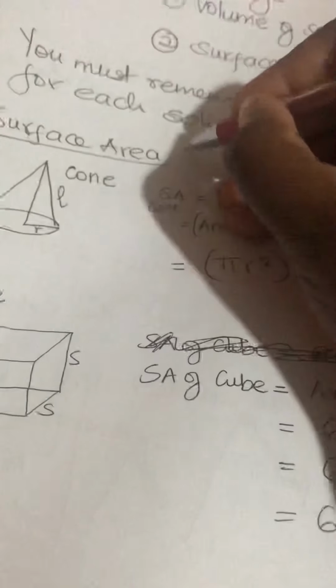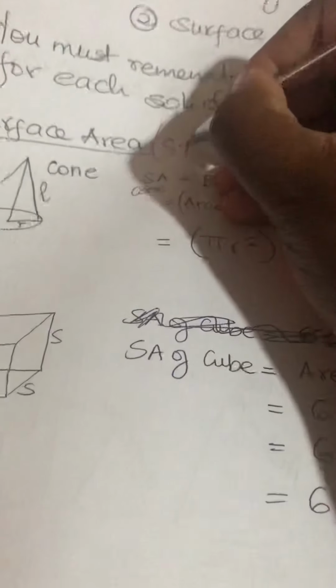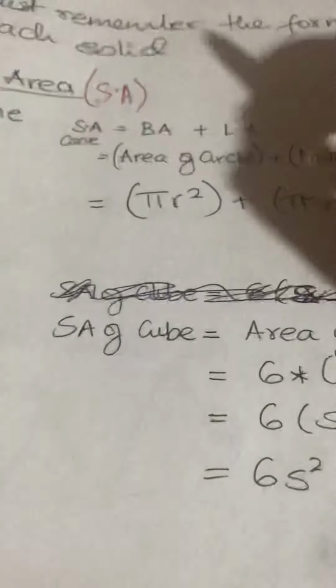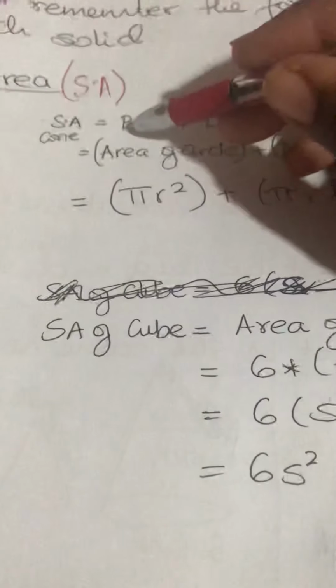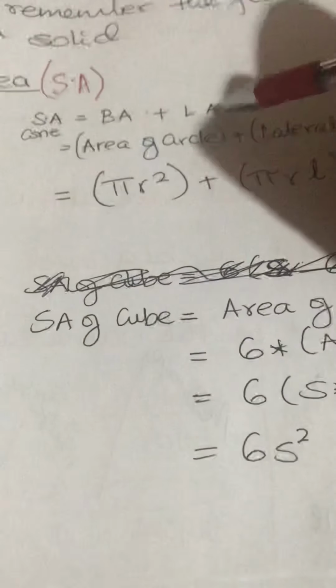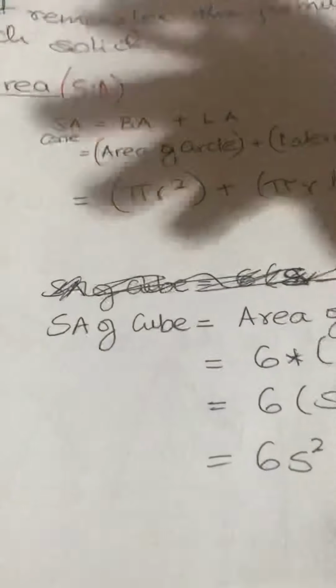When I write SA, I mean surface area. So when you see this, you know I am talking about surface area. When I write BA, you know I'm talking about base area. When I write LA, you know we are talking about lateral area. These are things you should know. See, even your book writes it.